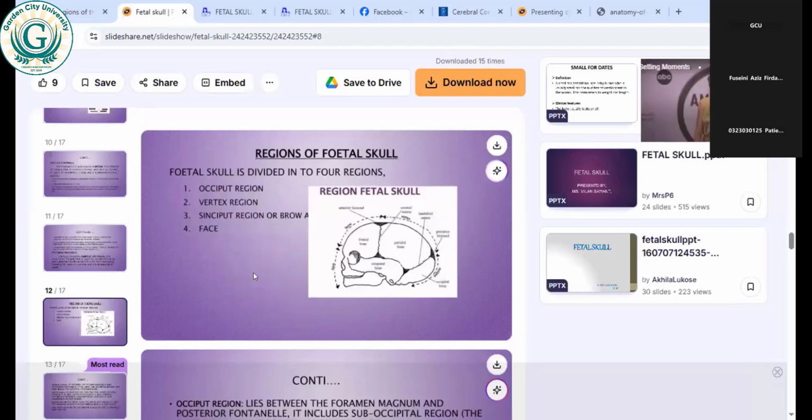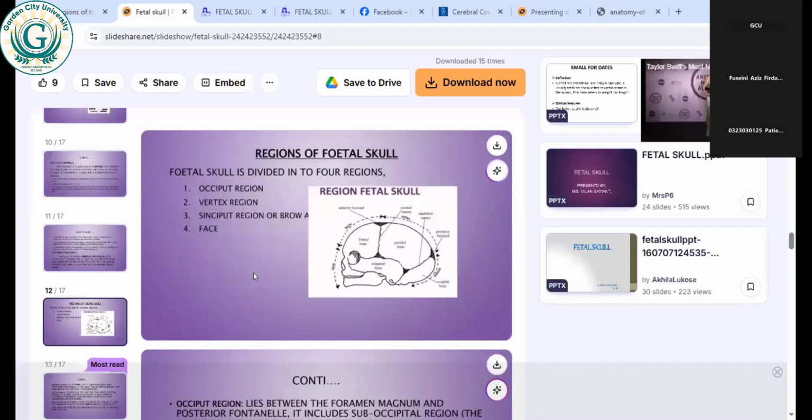Because they added the face to the regions. Because the one the person is projecting has the occiput region, the vertex, the sinciput, then the face, which means the face is not part of it at all. That's what I want to know.